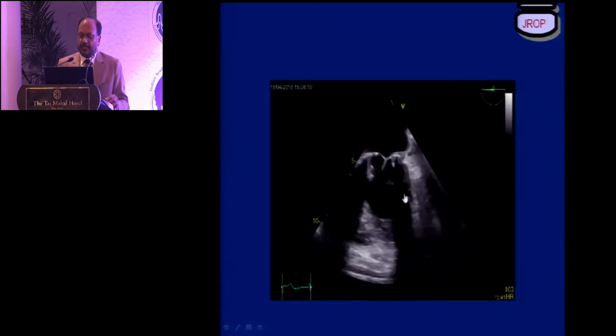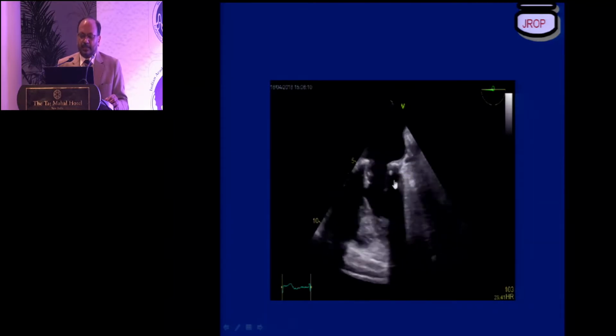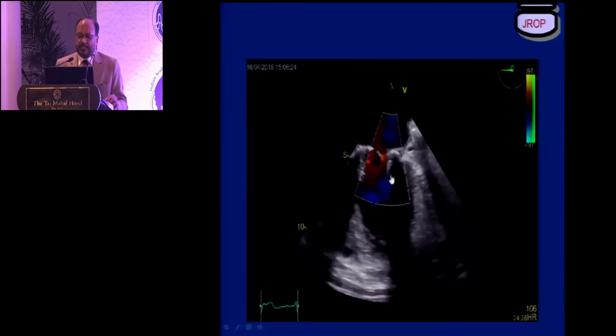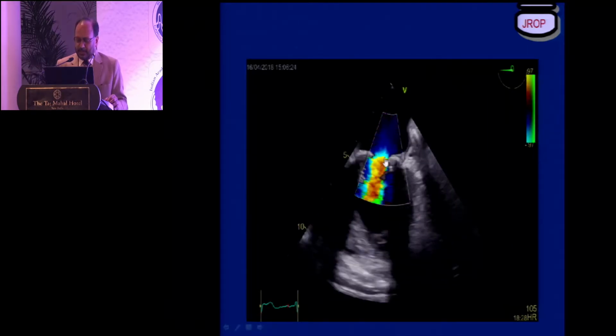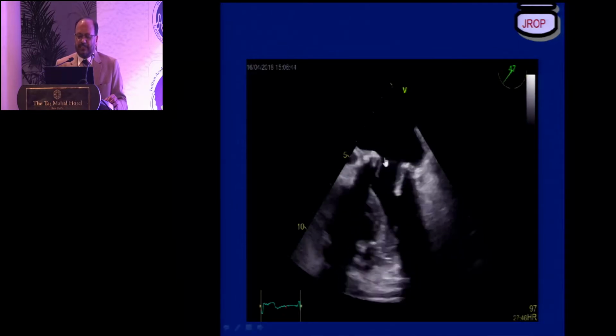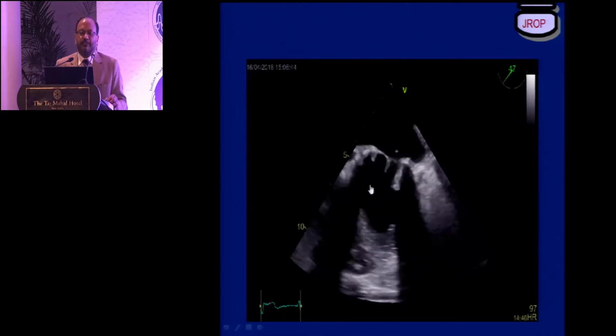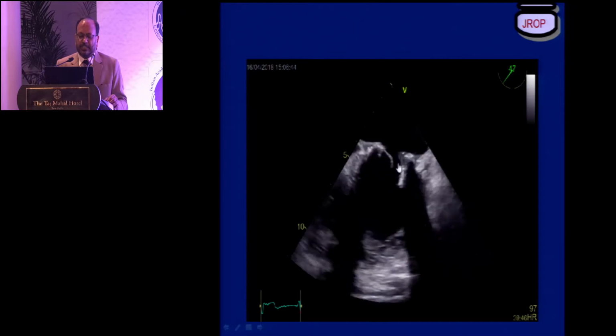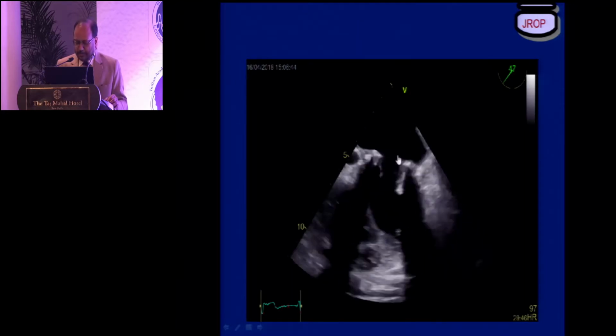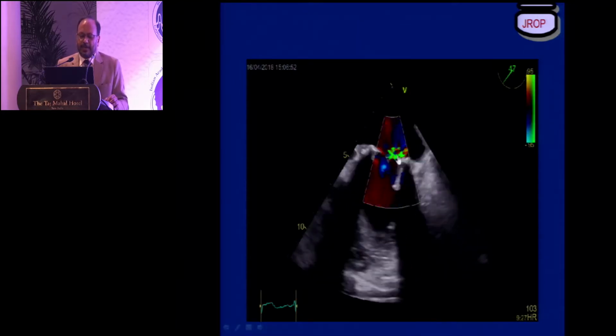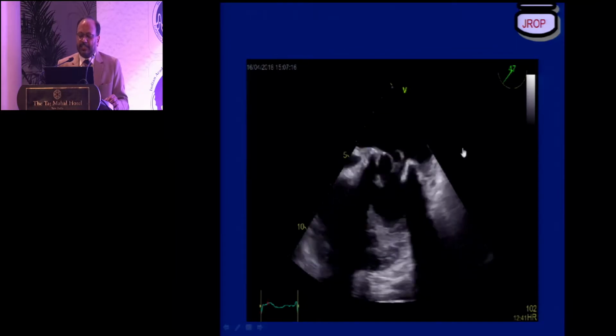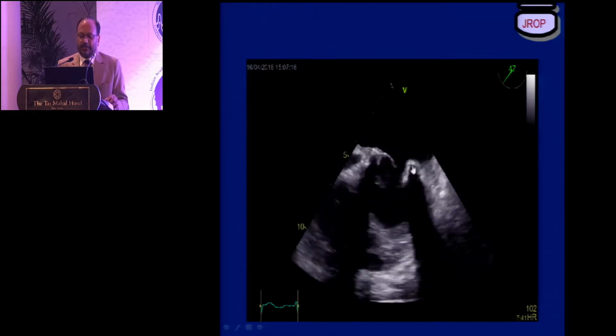Now, issues at 0 degree, I could see one stud, the other is missing. Two leaflets are seen. I'm rotating to torrential MR, which is present over here. I move on to 47, 50 degree. This part of the stud is gone, and we could see this leaflet collapsing back, and still MR is present.